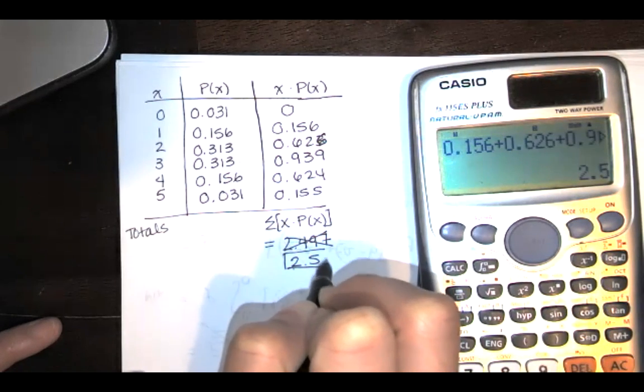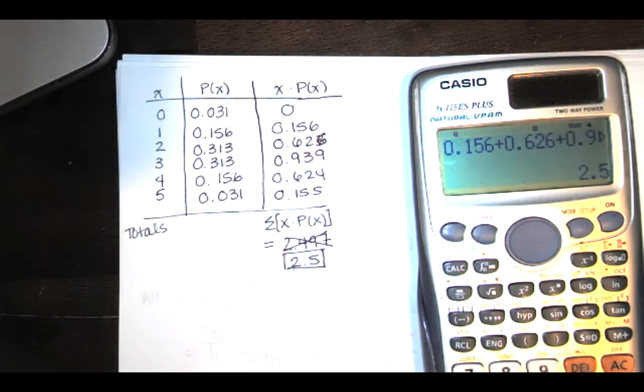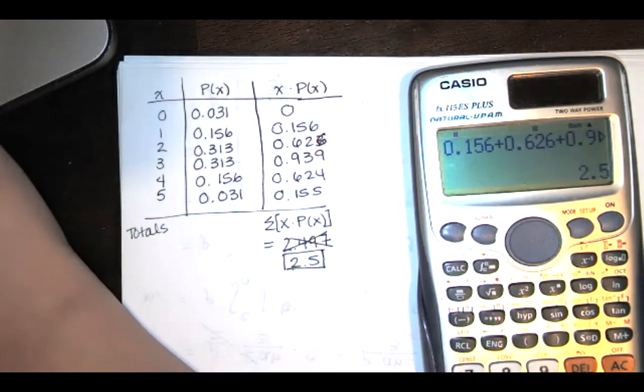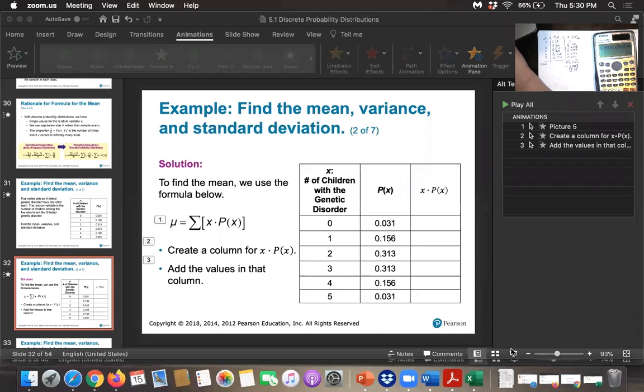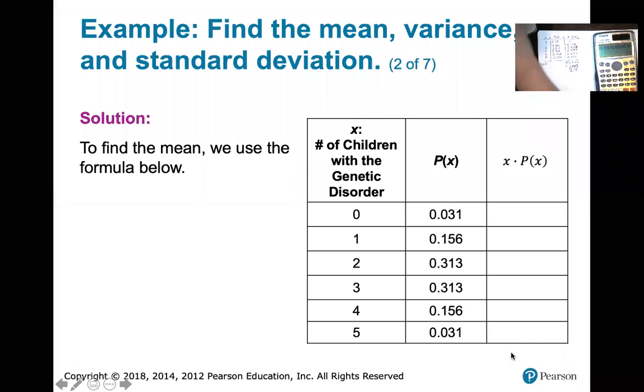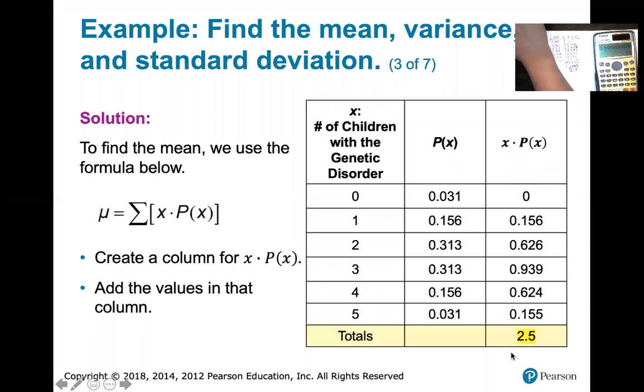That's why it's always good to do it both ways, or to do it and compare your answer to your friend's answer and see if you get the same thing. Okay, so that's what I got here, and that's what I got when I typed up these slides. All right, so we just found the mean. So that's a mean of 2.5 children.